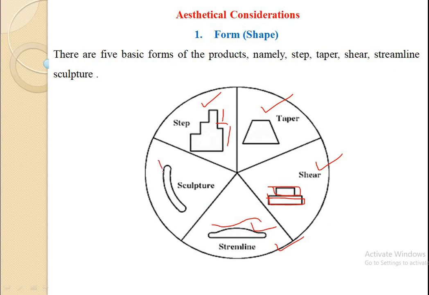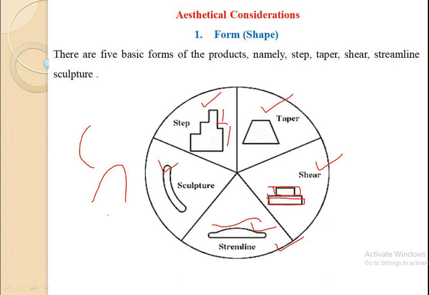Next is the sculpture form. This sculpture form may be in the form of ellipse, paraboloids, or hyperboloids. If we take the example of stadiums, you will find that the roofs of the stadiums are constructed in the sculpture form. Bridges are also constructed in the form of a sculpture form. So these are the basic forms. If you find a product, it is a combination of one or two of these forms.